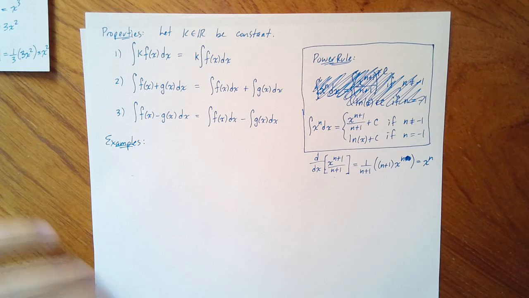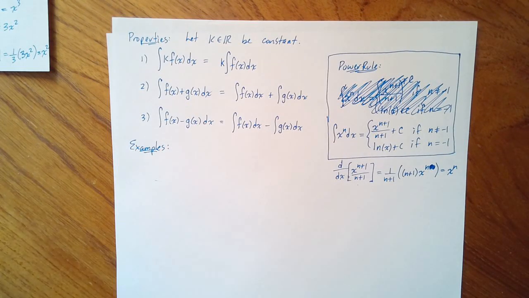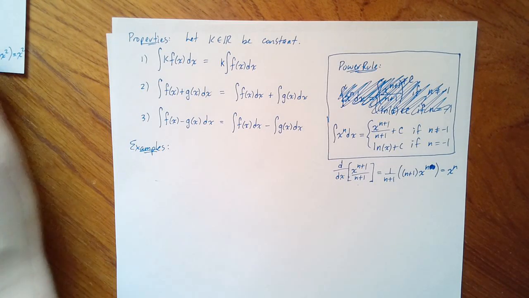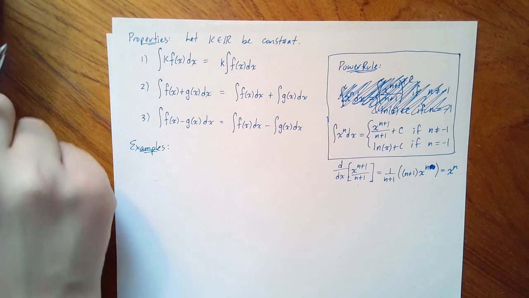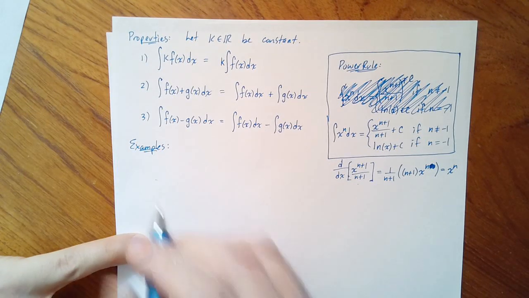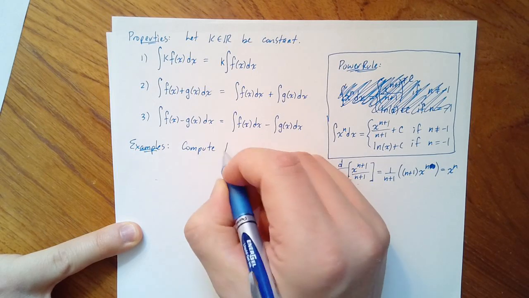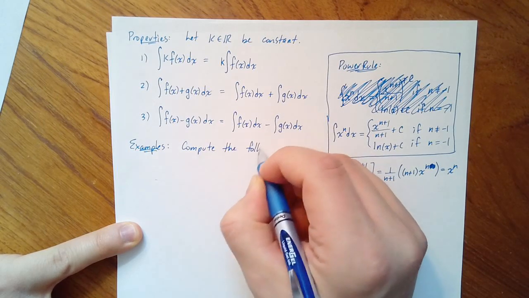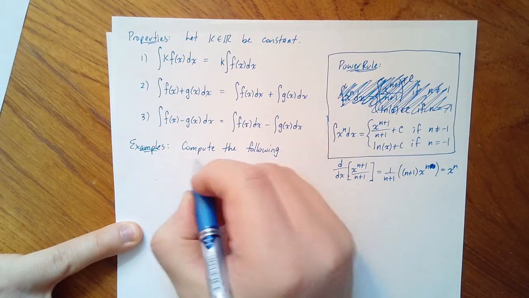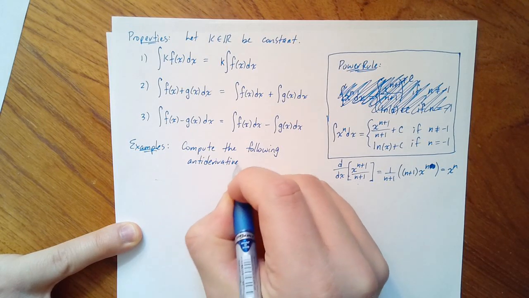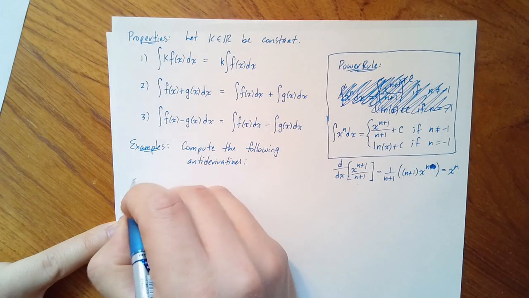Okay, so now let's get to these examples. Okay, here we go. So the first one, I'll say compute the following. Compute the following antiderivatives. So here's the first one.